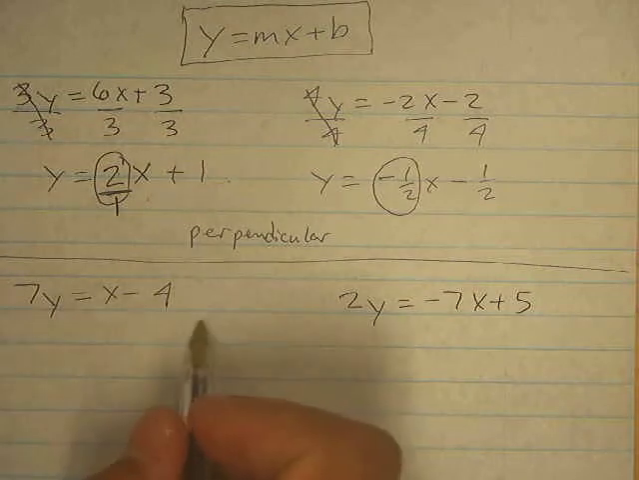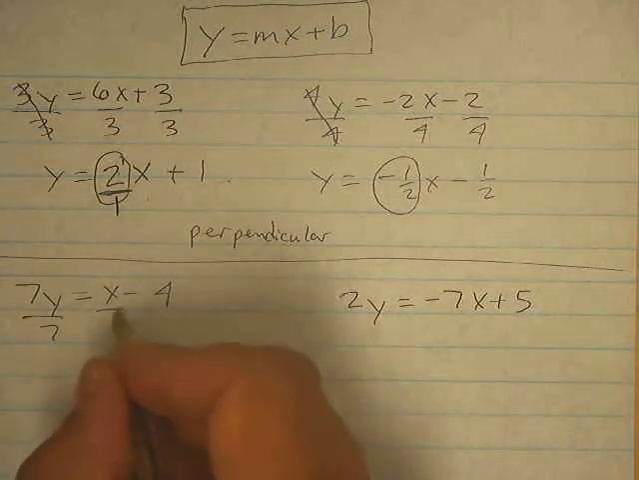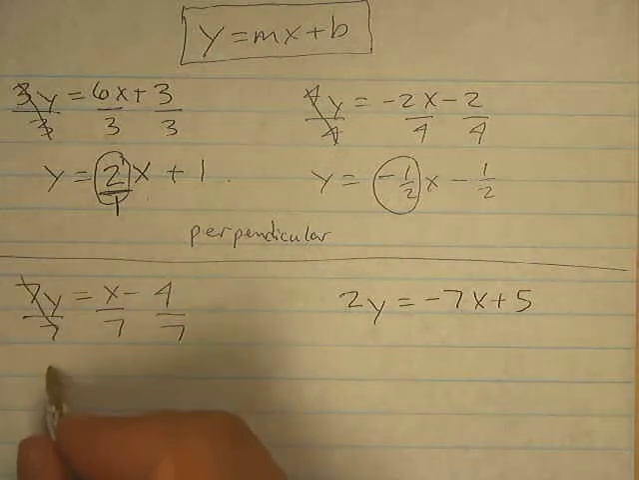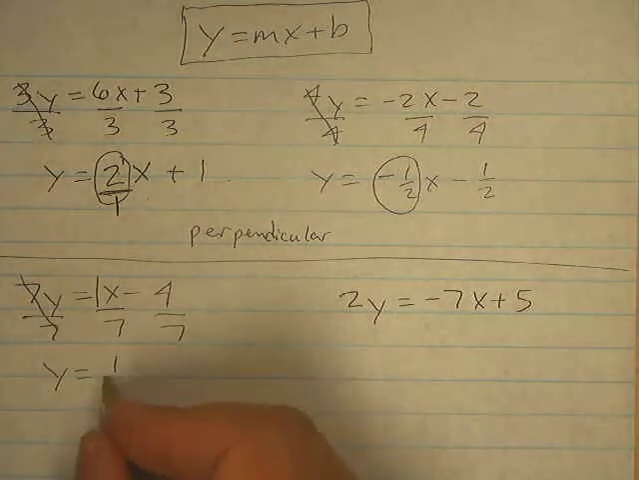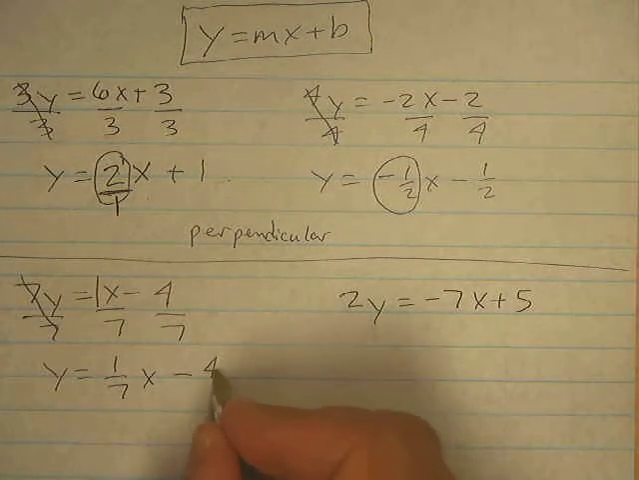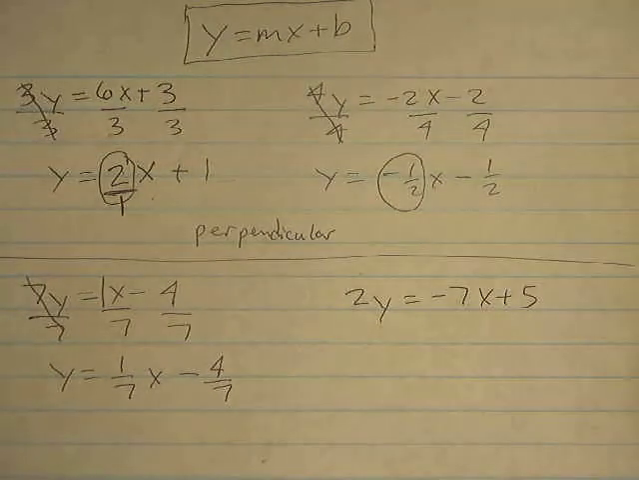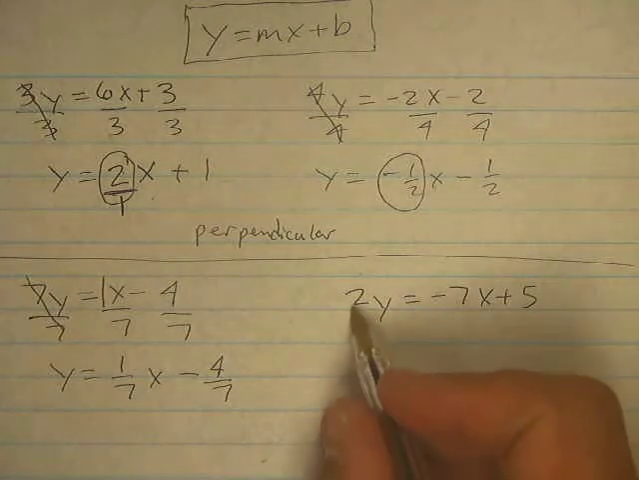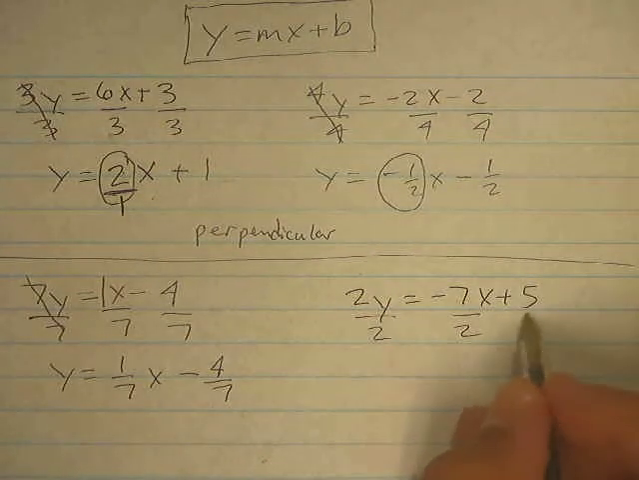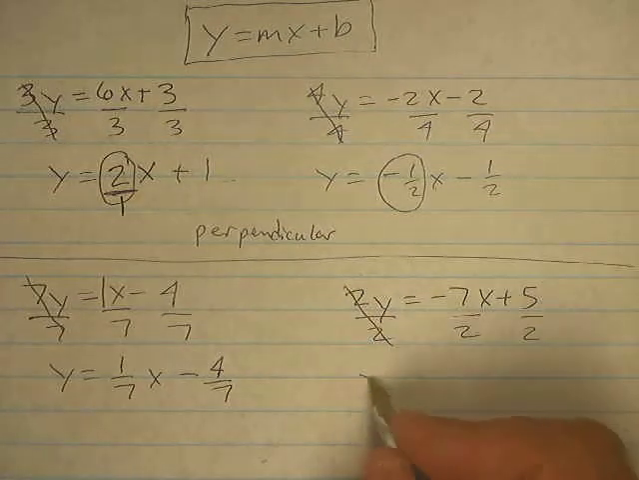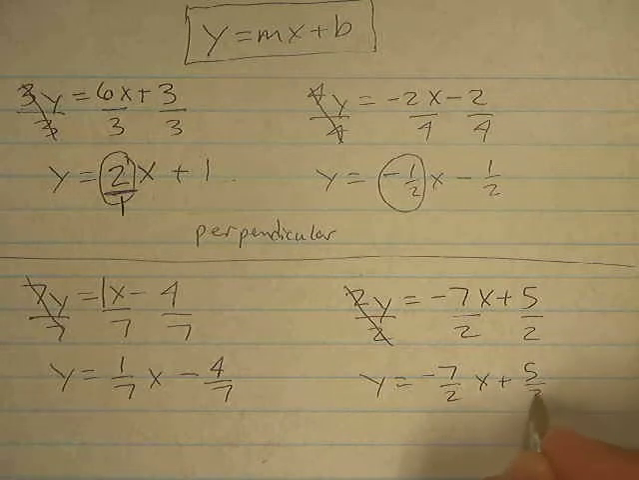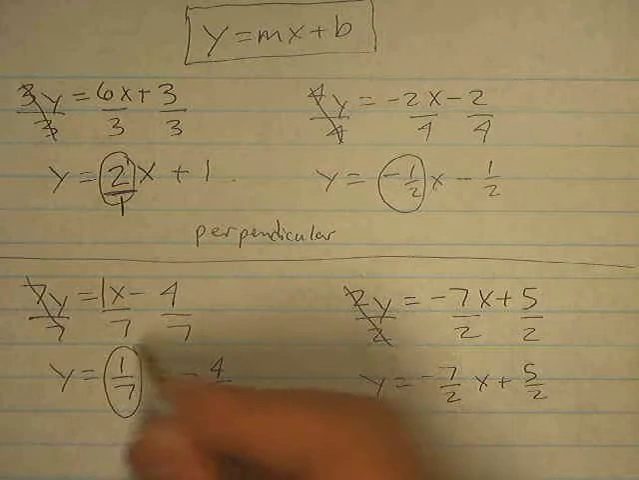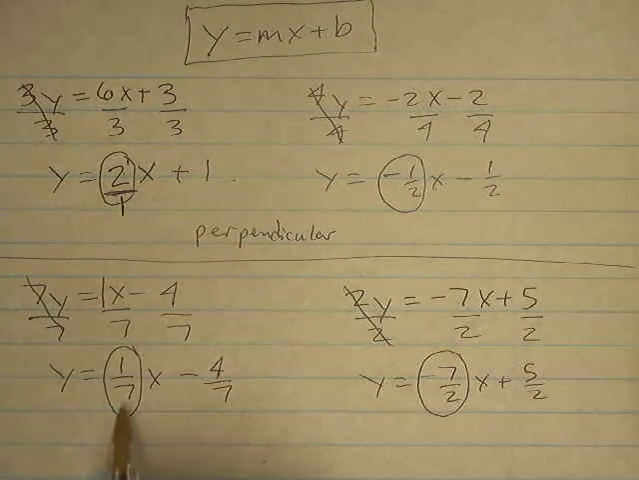All right, assuming that you paused and now you're listening again, the first thing I do here is divide by 7. The 7's cancel out. I have y is equal to, and when x is by itself, that means it's a 1x. So that becomes 1/7 x minus 4/7. I'm not going to keep that in decimal form. I'm keeping it as a fraction because it's going to be easier to see things if we keep it as a fraction. Now I'm going to divide this by 2. The 2's cancel out. I have y is equal to negative 7 over 2 x plus 5 over 2.